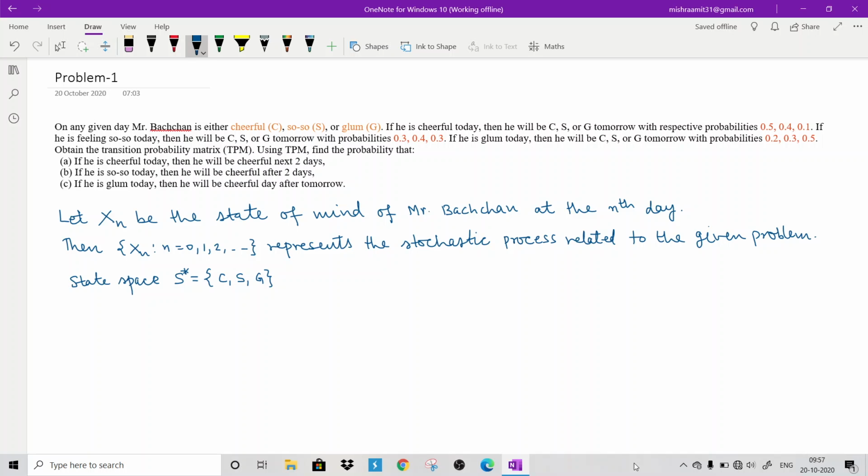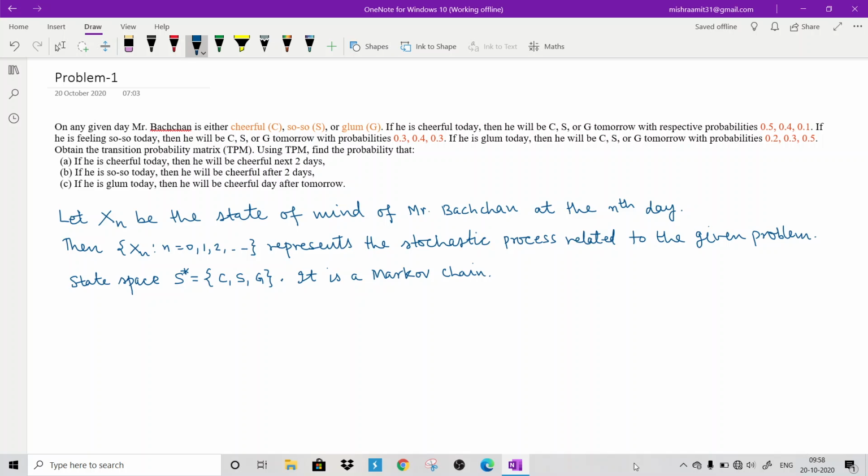Now whether it is a Markov chain or not, you can see easily that the future depends only on the current. It does not depend upon the past, because it is given that if he is feeling so today, then he will be C, S or G tomorrow with these probabilities. Everywhere it is written just with the current situation. What he is feeling today, the future only depends upon that. So this is a Markov chain. It is a discrete time Markov chain.